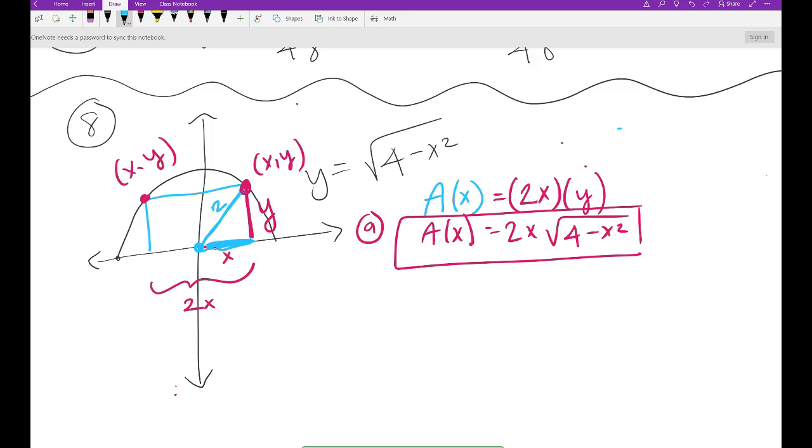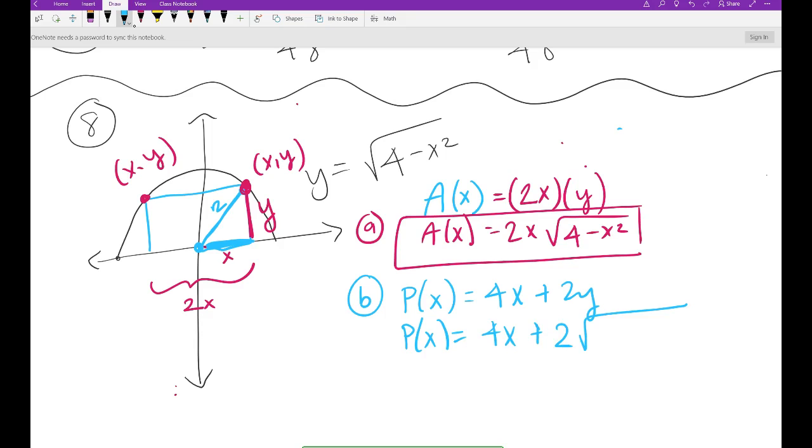Should I continue with B and C and D, or you're okay? It was asking for the perimeter. Oh, perimeter. Okay, B is perimeter. Here we go. Perimeter in terms of x. Perimeter is going to need to add them all together, right? So the base is what? 2x. I have 2 bases, so that's going to give me a total of 4 x's. I have 2 y's, but I can't keep y, so P of x equals 4x plus 2 times y, and y is the square root of 4 minus x squared.